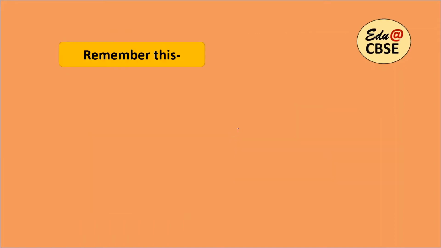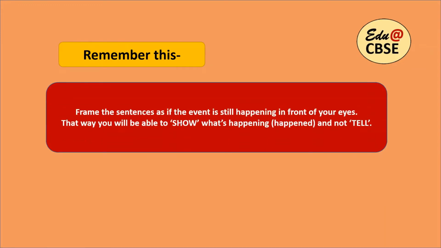Now here, remember this. To score 5 on 5, remember this. Frame the sentences as if the event is still happening in front of our eyes. So, very important. Frame your sentences in such a way as if the event is still happening in front of your eyes. That way, you will be able to show what's happening or happened, because it's going to be past tense. So you'll be able to show what's happening and not tell. You are not to tell, you are to show the reader. Now, how do you have to show? If you are able to show, then your paragraph is going to be a hit.